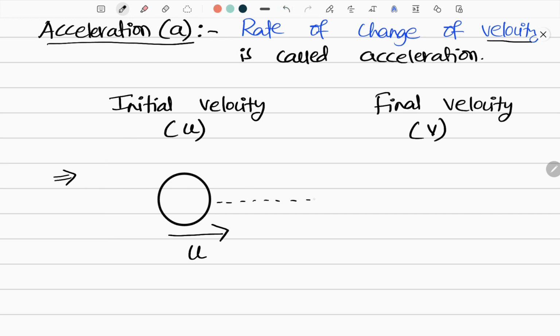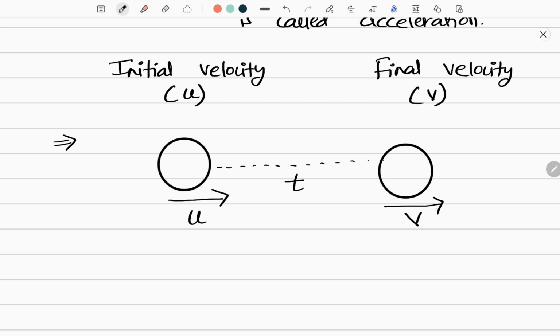Now after some time, for example after passage of time t, we found that the velocity of this body has changed to v. Why must the velocity have changed? It is not necessary that velocity has to increase only. In this case, the velocity increased because there must have been some force on it. Somebody must have pushed it. The initial velocity of this body is u and final velocity is v.